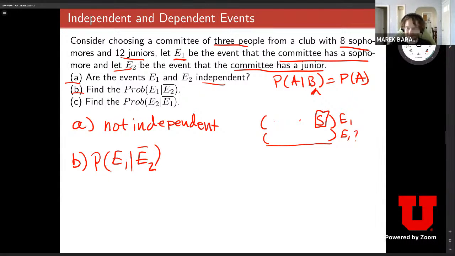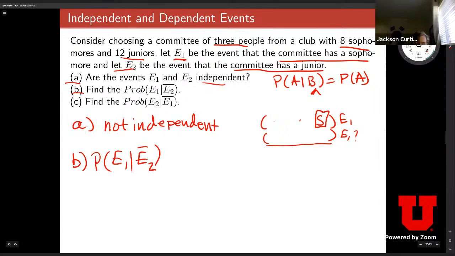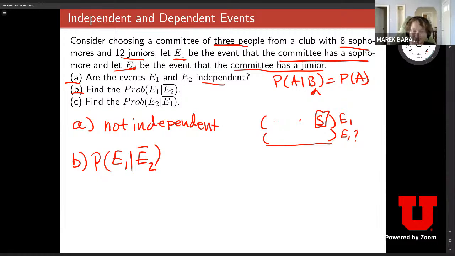For part B, we're asking, what's the probability of E1 given not E2? Isn't that just one? Yeah, it is one. I mean, it is dumb, but E2 is the event that there is a junior. Not E2 is equal to no juniors.